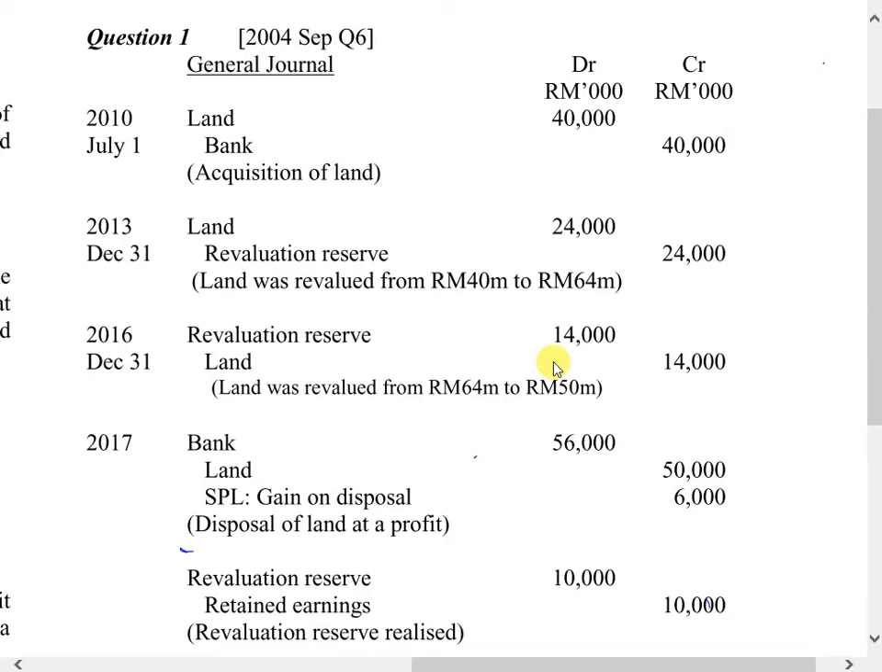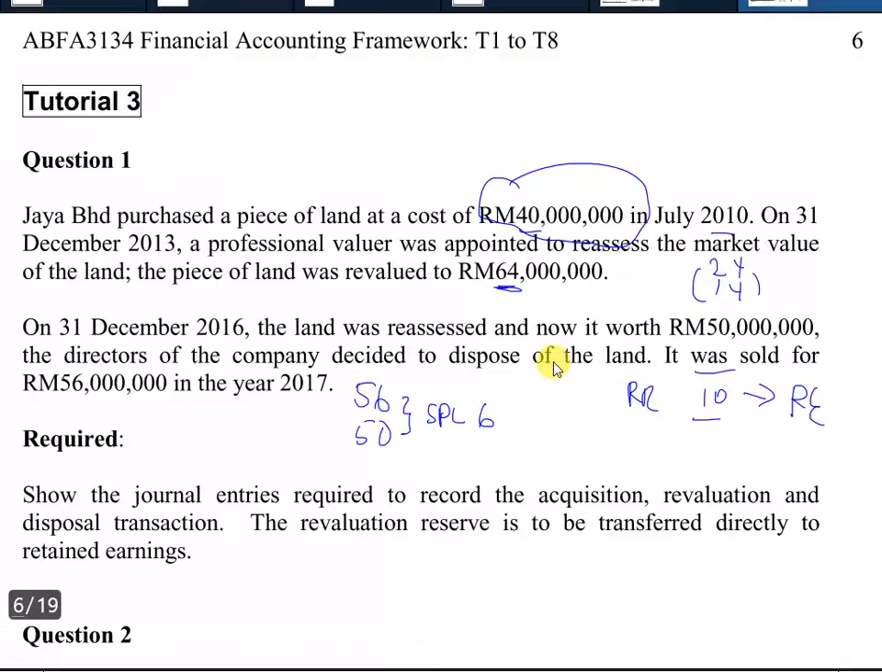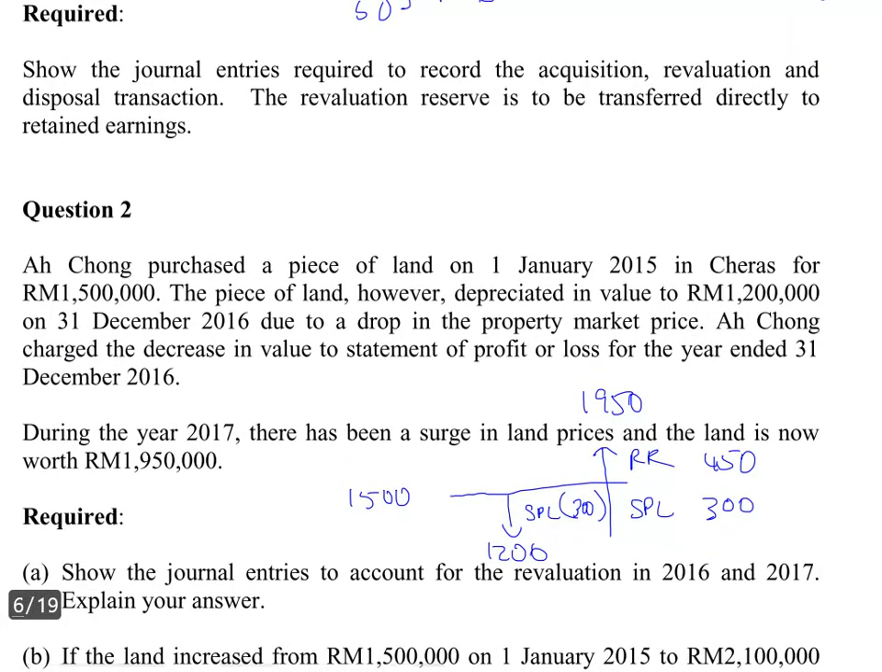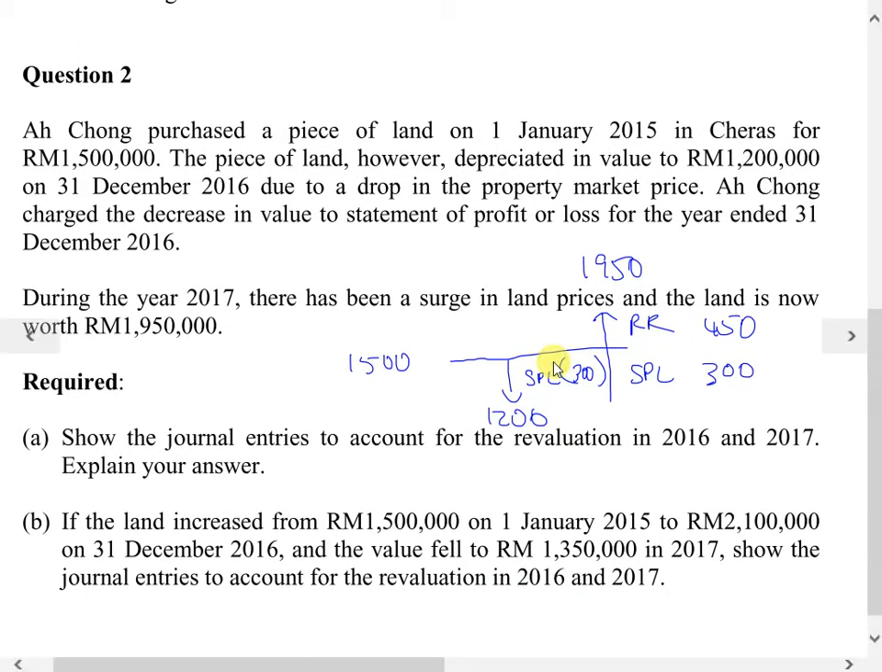Number 2. Question. Achong purchased a piece of land in January for 1.5 million. It was revalued downward to 1.2 million. How much is the decrease? 300,000 go to expenses, SPL. So 300,000 expenses. Achong charged the decrease to the SPL. That they already told us, correct?